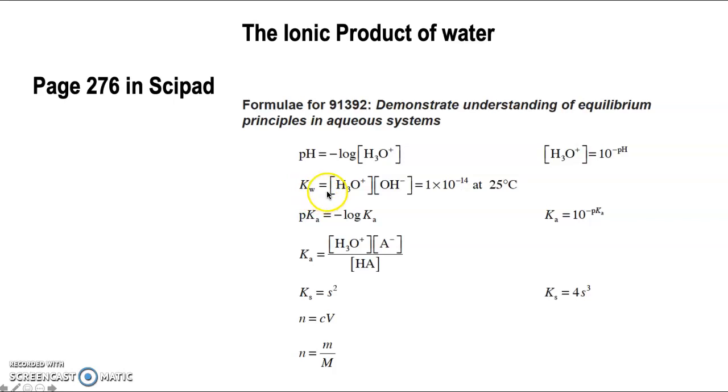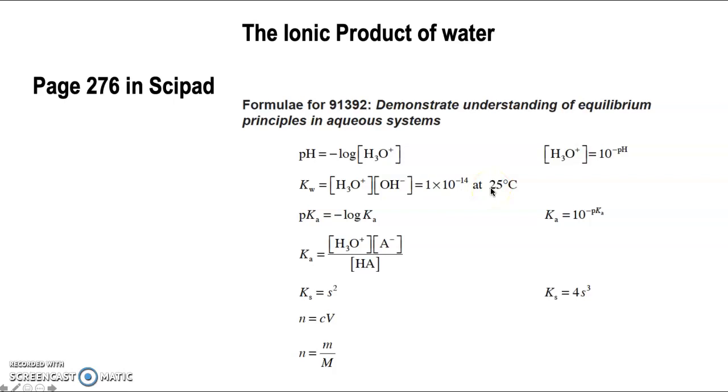It's this one here, where Kw is the water dissociation, so hence the ionic product of water. And it is the hydronium concentration times the hydroxide concentration, and it always equals 1 times 10 to negative 14. It's a constant at 25 degrees Celsius.